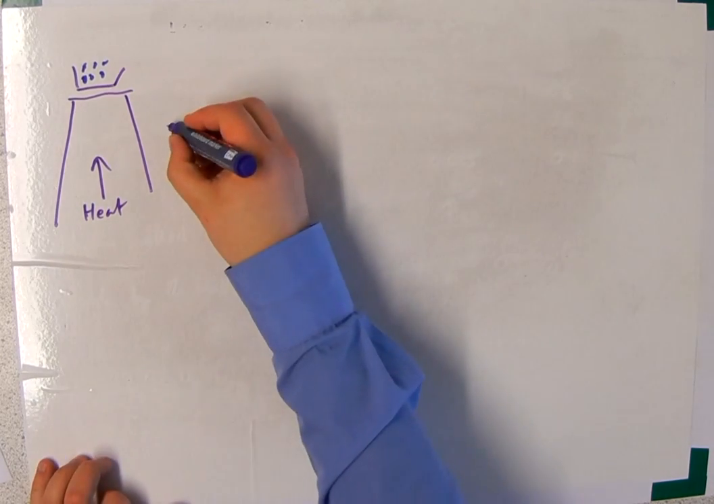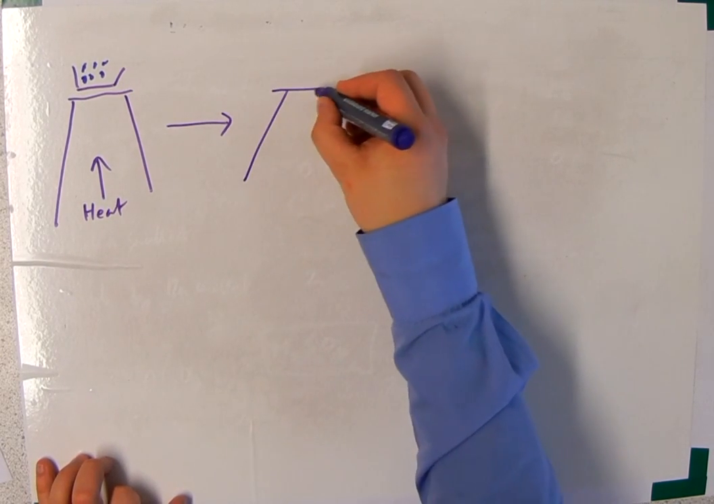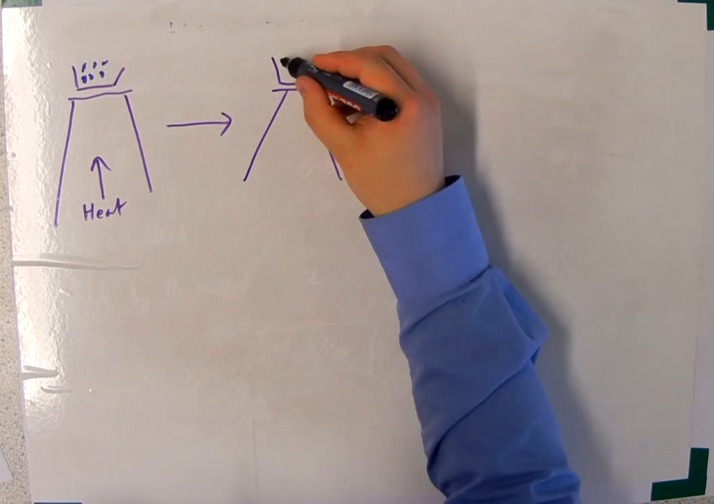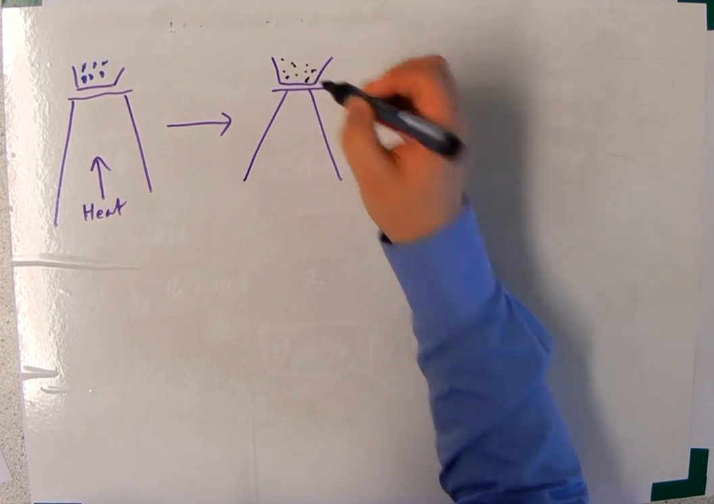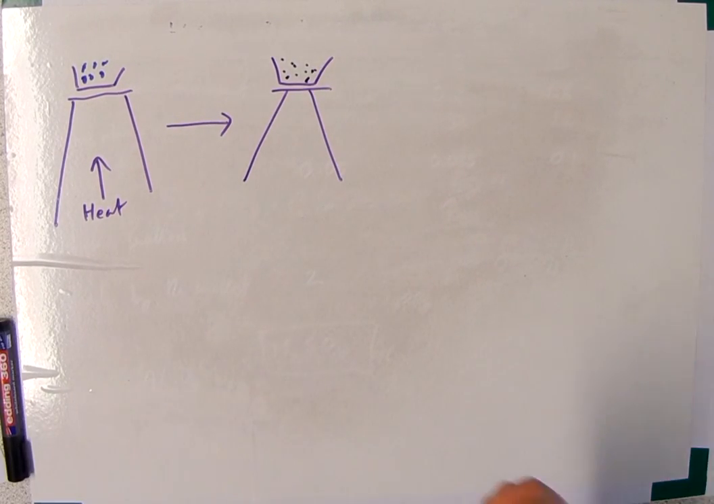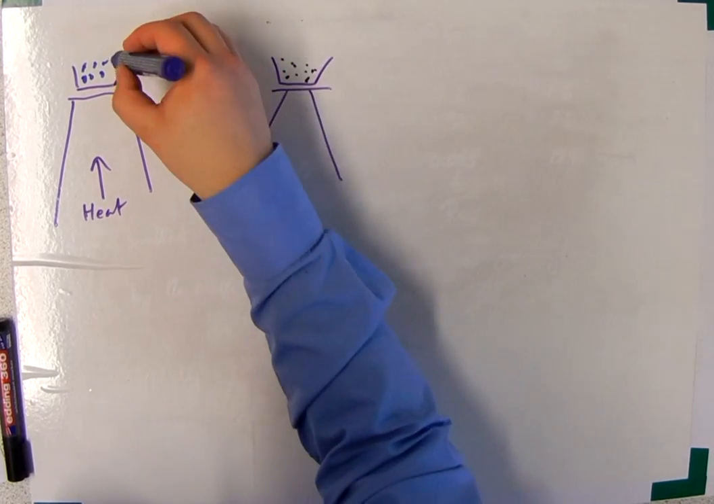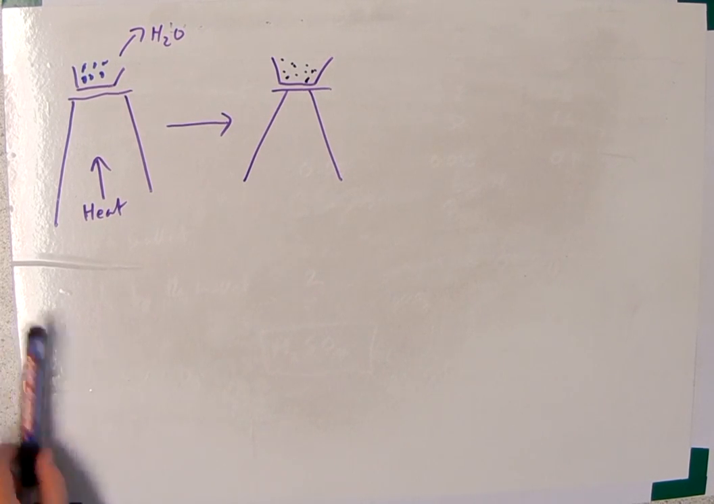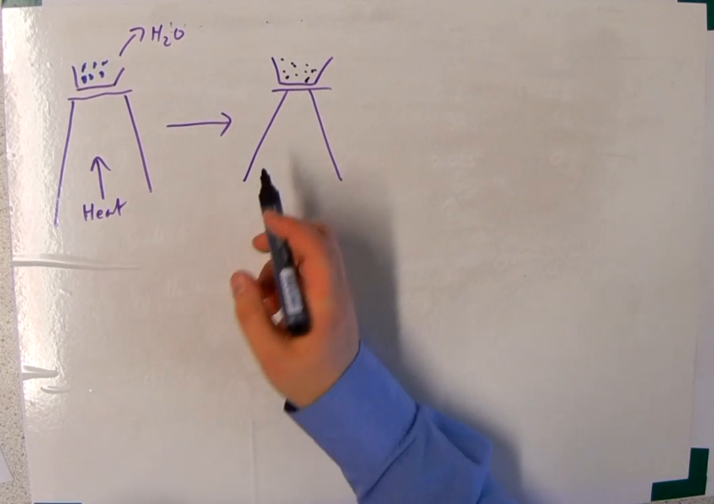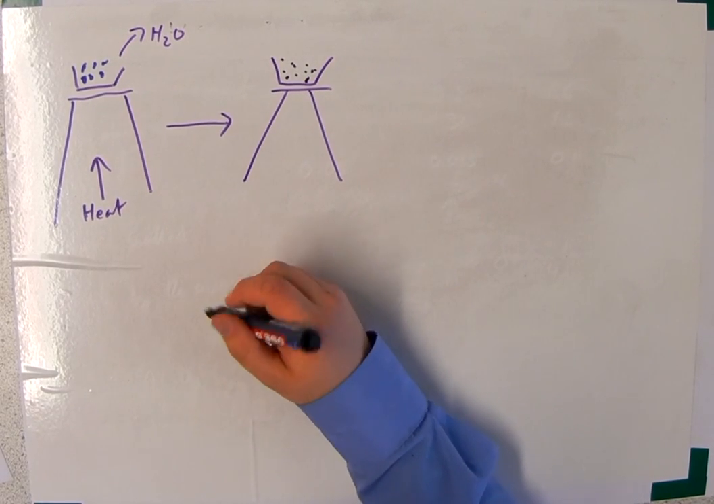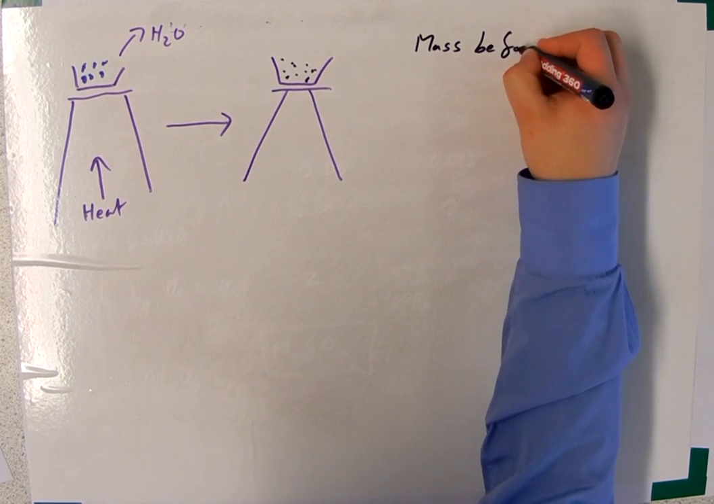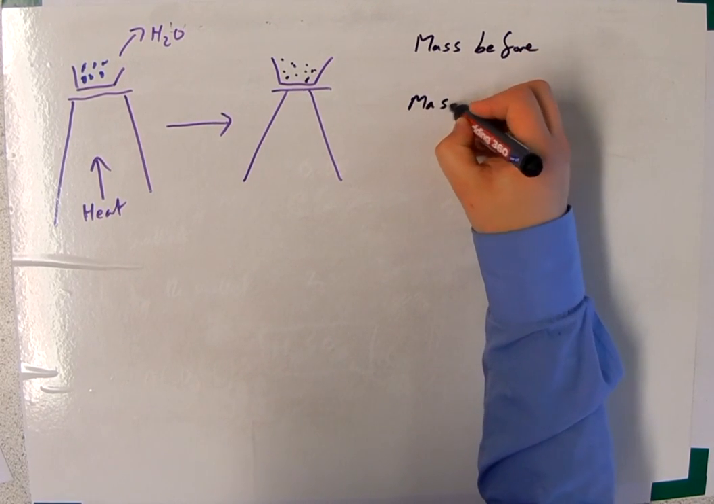And we heated that until we ended up with our crucible with white, or well, I'm going to have to draw black crystals in. And what we did was we drove off the water. We measured the mass before and after, and we measured the mass of the crucible. So we had overall a mass before and a mass after.